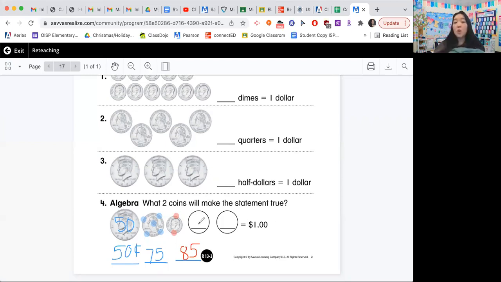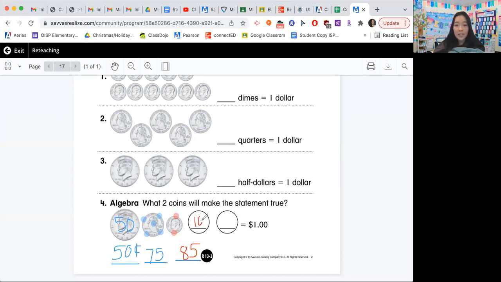Let's see, if we used a quarter, if we did another quarter, it would be 85, 90, 95, 100, 105, 110. Ooh, that would be too big. So a quarter and a 50-cent piece would be too big. What if we used a dime? 85, 90, 95. Ooh, we could use a dime.